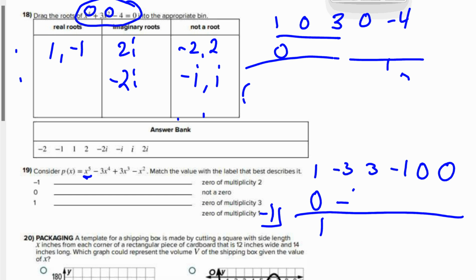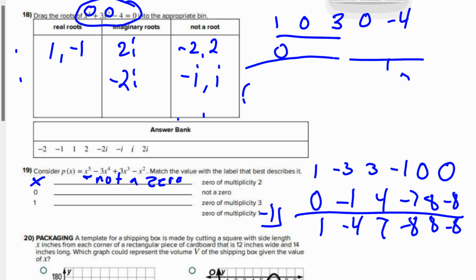We get -1, we get -4, we get 4, we get 7, we get -7, we get -8. So that's not going to work. We're not going to get 0, right? Because that's 8, that's -8, that's -8. So -1's not going to work. Okay, so that's not a 0. Not a 0. Okay, so that didn't work.